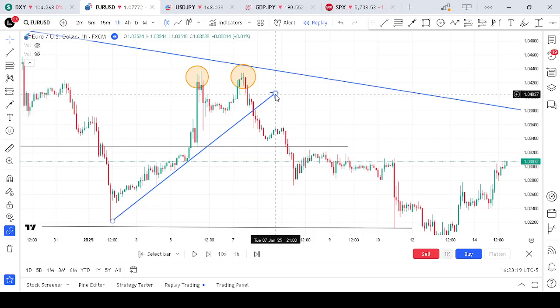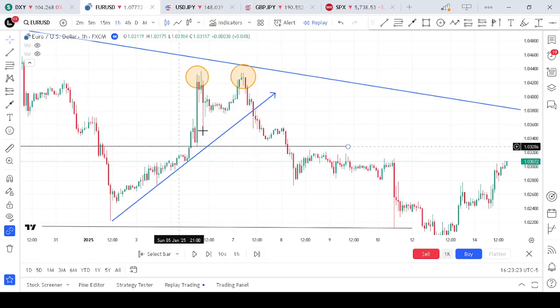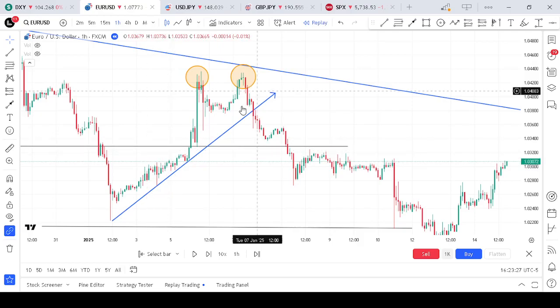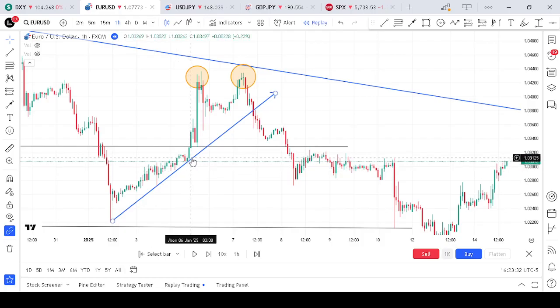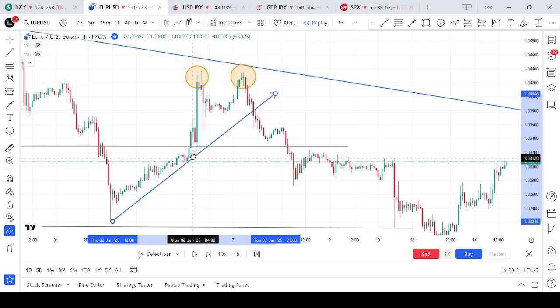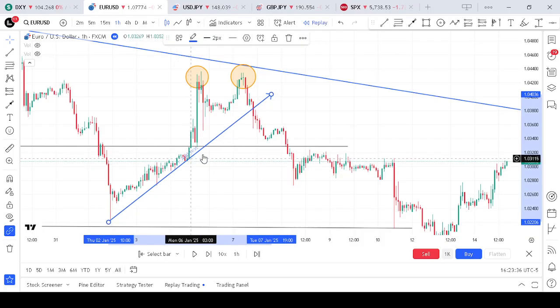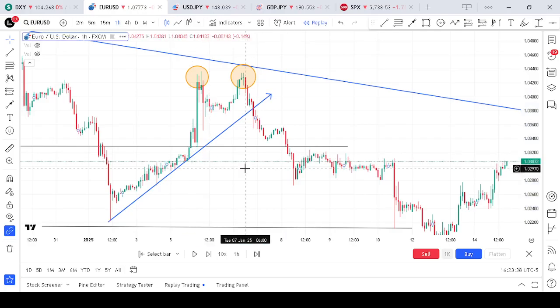We need to look for selling opportunities. There is no need to be taking a buy trade in this area. This is what we need to avoid, making overcomplicated trend analysis. So just stick to your higher time frame trend and trade according to that trend.